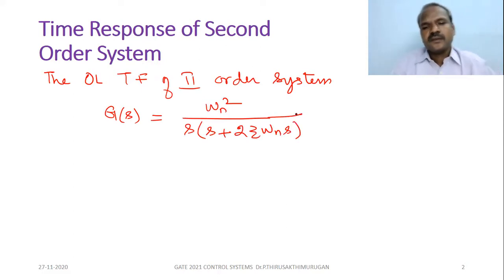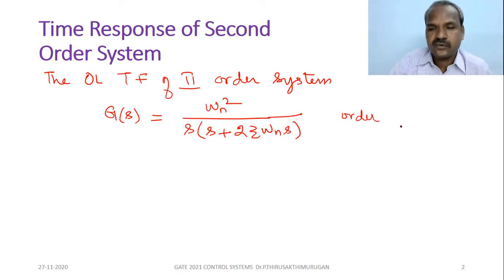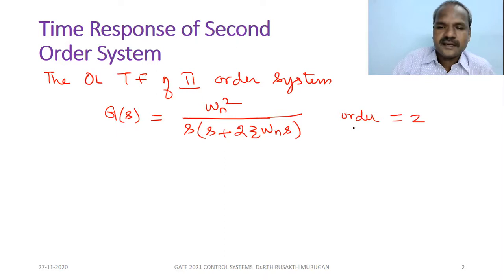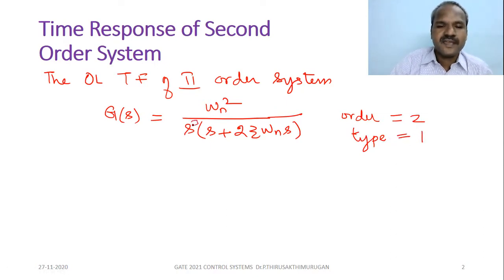Okay. So actually this is order 2. Remember the open loop transfer function of second order control system: order equal to 2. Second order type. I already explained in the last class. Type equal to 1 because the power of s is 1. So type 1, order 2, the open loop transfer function of the second order control system.